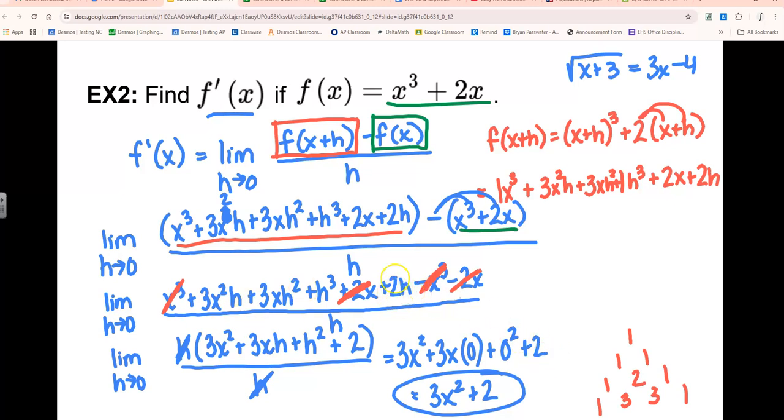This 2h right here was left. And so when you factored the h out, you just had the 2 left. It's this term right here, because this term, the 2h, did not cancel out. Yeah, that is this 2h right here. Okay, questions?